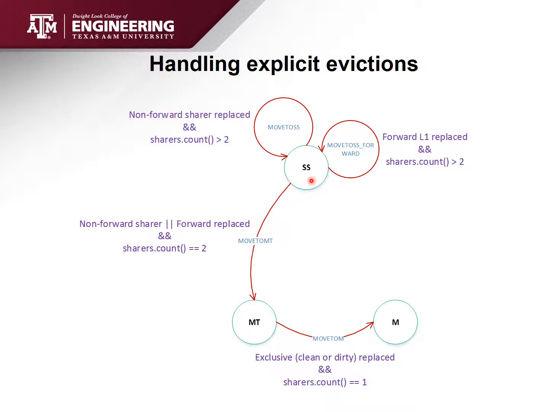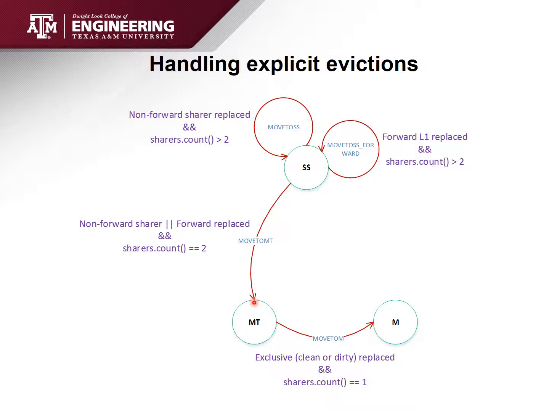Now, when a forward block is replaced in SS state, we need to find a new forwarder who will take care of future getS and getX requests. This is done during the move to SS forward path, and this is possible since we have an exact sharer list and forwarder information because of explicit evictions. But a new forwarder should not be found when there are exactly two sharers, because in that case, after replacement, only one cache would have it, in the exclusive state. This is denoted by the transition through the move to empty path, and in this case L2 moves from SS to empty state.